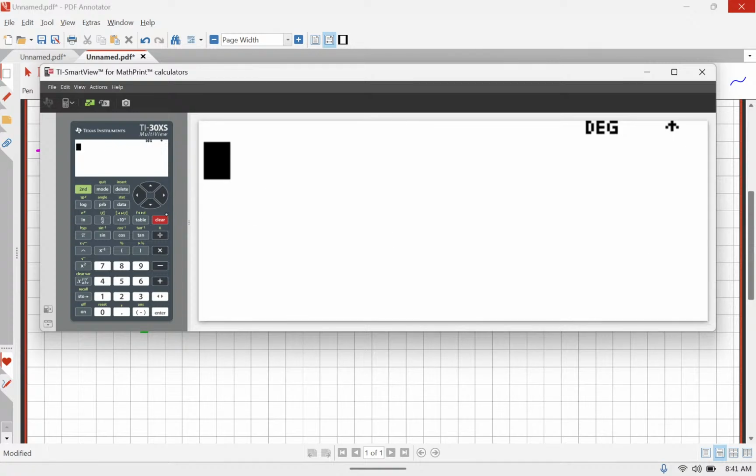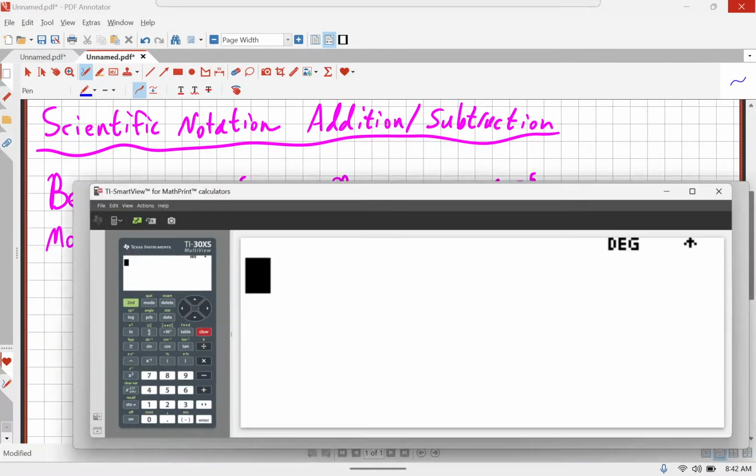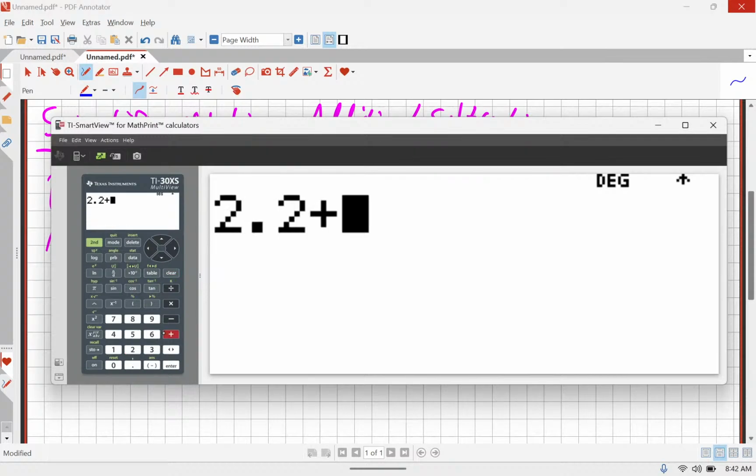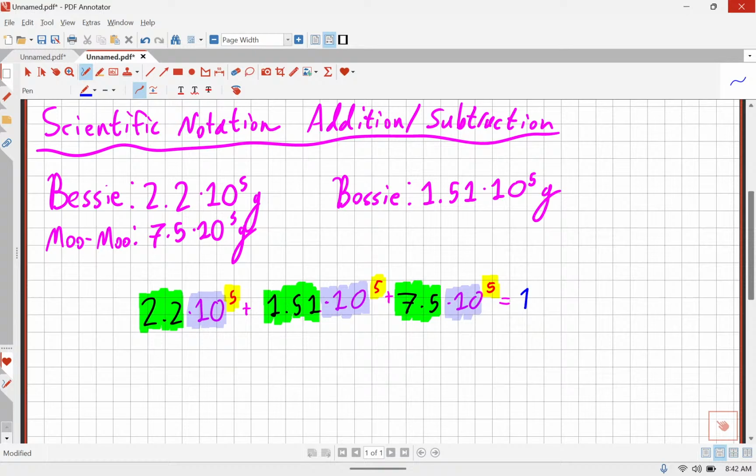Okay, yeah, exactly. So we're going to do 2.2 plus 1.51 plus 7.5, and that's 11.21.